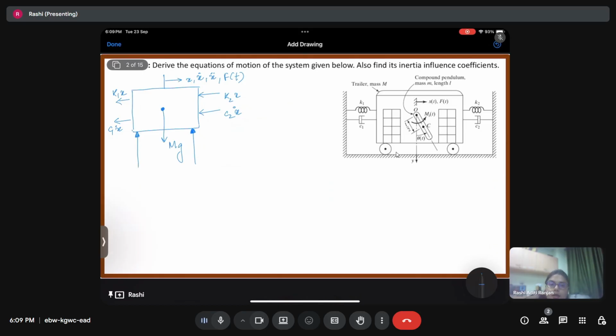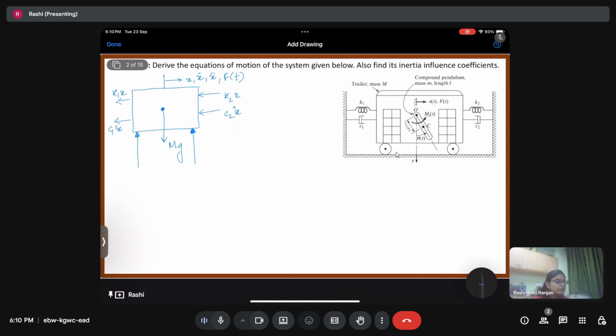Since the trailer is free to move in the horizontal direction, in the vertical direction it is restricted, right? It cannot move in the vertical direction. It is restricted to move only in the horizontal direction. So in the vertical direction, we are going to have a force balance between the total mass and the reaction forces. Now, as you can see, the mass is symmetric, so the reaction forces are going to be half of the total weight of the system.